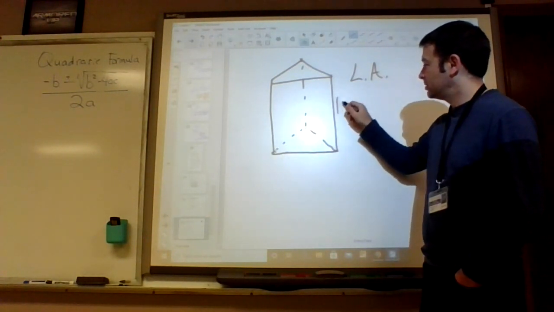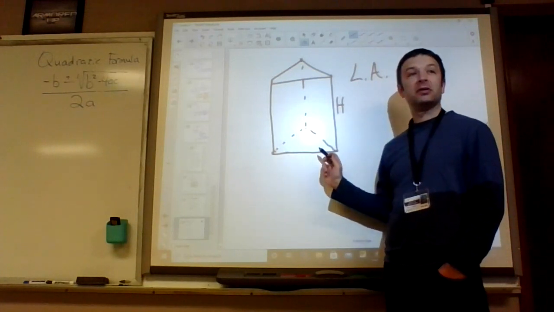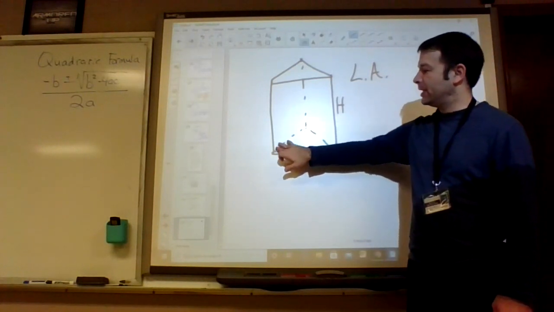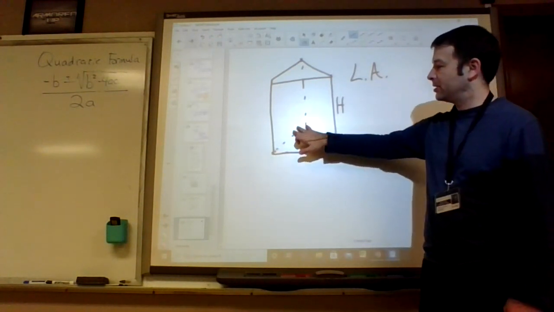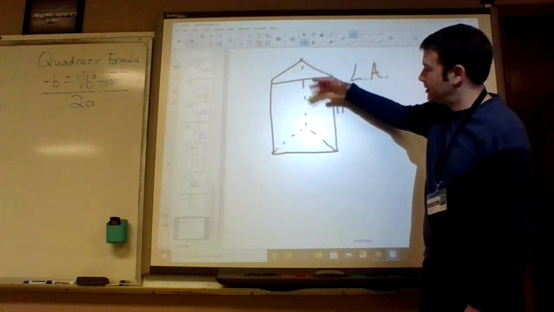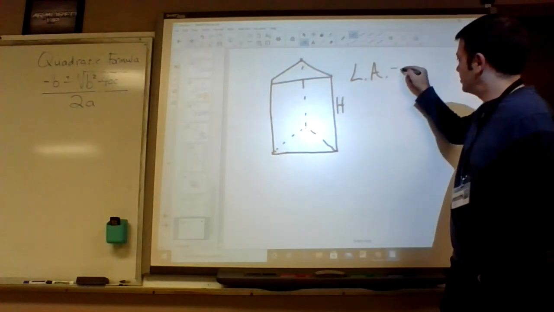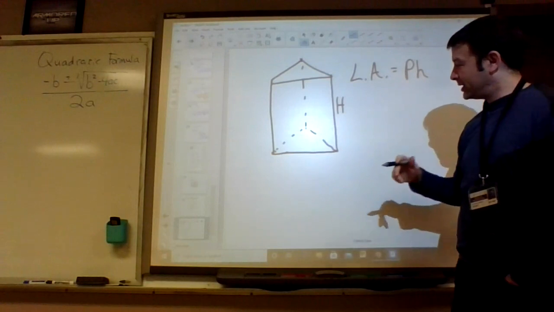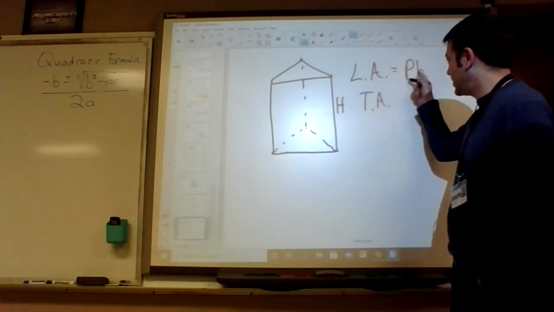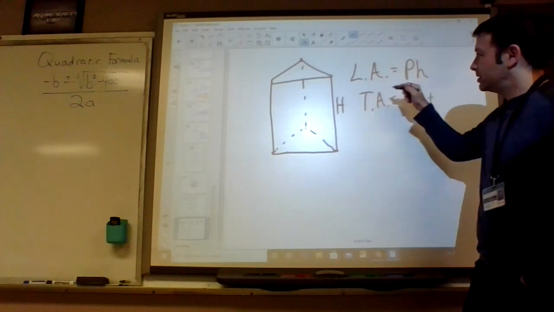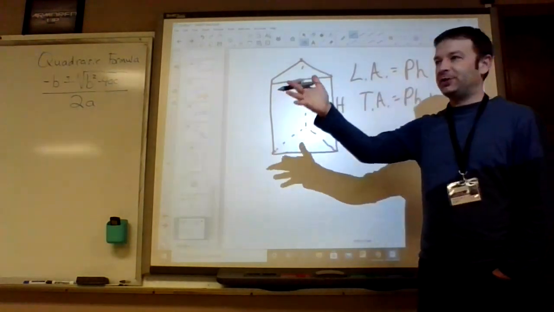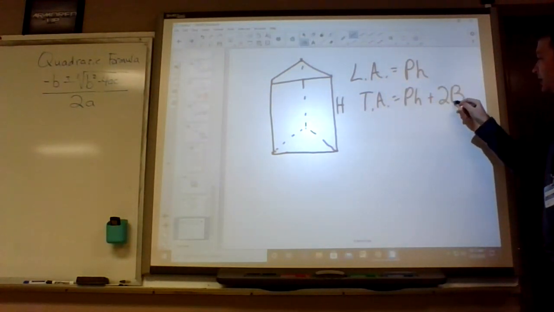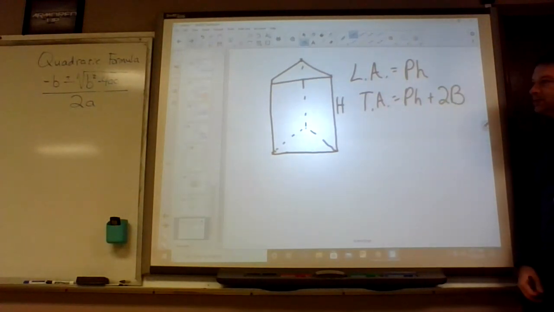Half times base times height. No, that would be the area we're trying to find. It was the perimeter times the height. That gives us the sides of the shape, the lateral area. And then to find the total area, you did that plus the area of the two bases. If it's a triangle, you do what Jordan said, 1/2 base times height. But in general, you do whatever the area of the base is times 2, because there are 2 of them.